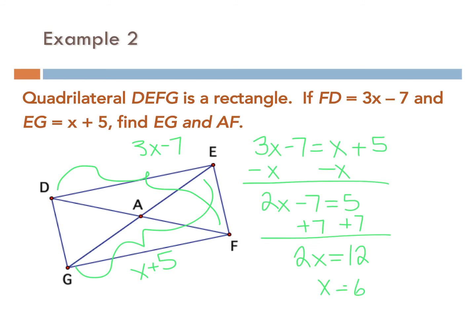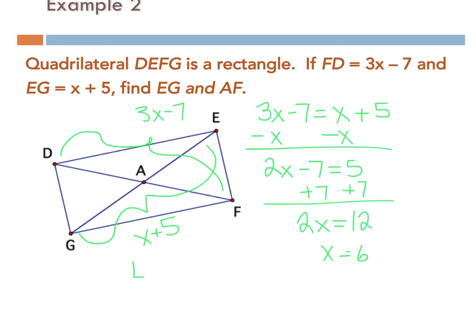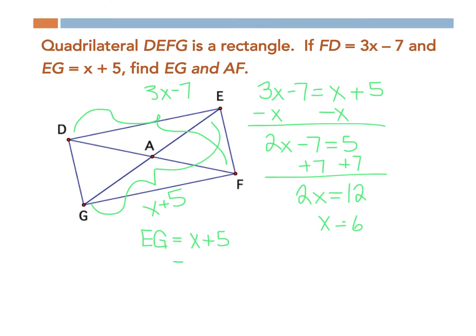Okay, let's go back and make sure we find what we were being asked to find. We're asked to find EG, so that means the length of EG. Remember, if I have capital letters and nothing above them, no notation, this means that they just want me to find the length of EG, so this answer should be a number. I just found x is 6. 6 plus 5 is 11.